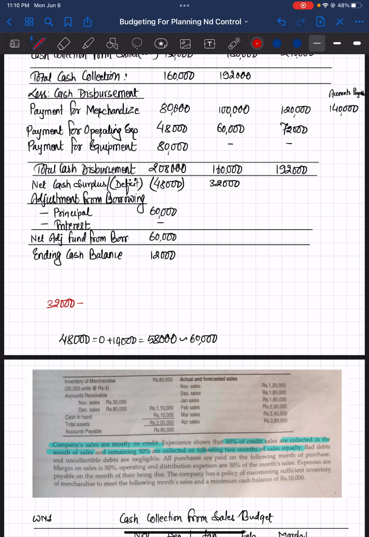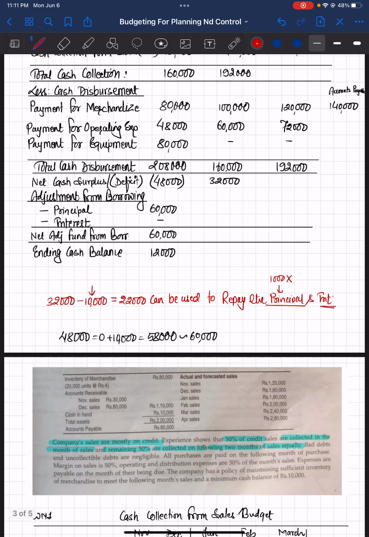So is this something that's more than what we're required with the minimum cash balance? Yes. So if we deduct this minimum cash balance, we are still left with 22,000 rupees. And this 22,000 can be used to repay the principal and interest. So as you can see, you need to make sure that you pay both the principal and the interest. And since you are required to make the payment of principal in the multiple of 1,000, it is clear that you cannot make the entire amount of 22,000 as a repayment of principal.